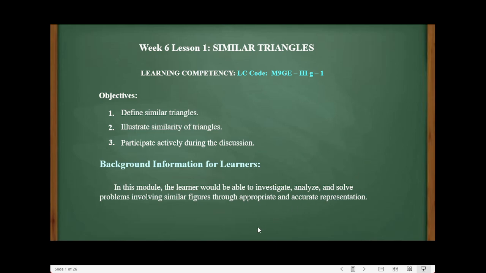In this presentation, you would be able to investigate, analyze, and solve problems involving similar figures through appropriate and accurate representation.